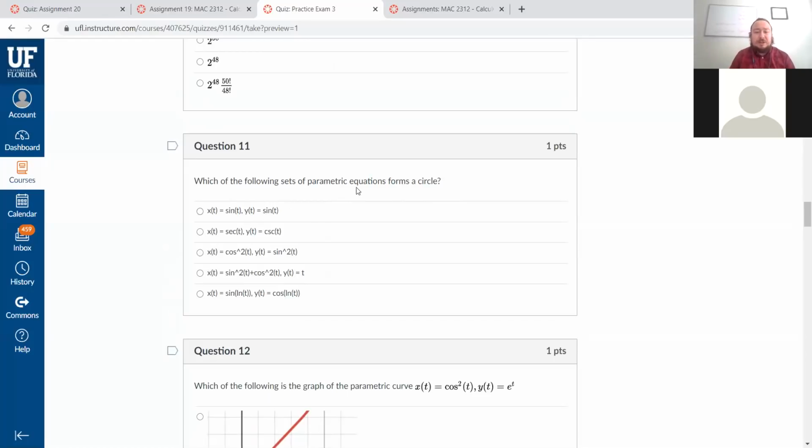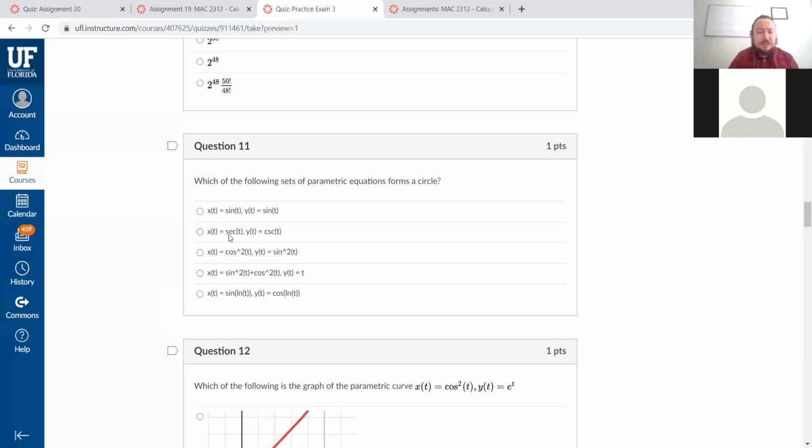Okay, so number 11 here. Which of the following sets of parametric equations form a circle? Now, remember, in order to form a circle with parametric equations, you need to have one of x and y be sine, and the other one be cosine, and then you need to have the same thing on the inside of both of them. Let's go through this and see which one might be a circle. The first one we have here is x is sine and y is sine. Well, we need one of them to be cosine, so this is definitely not going to be a circle.